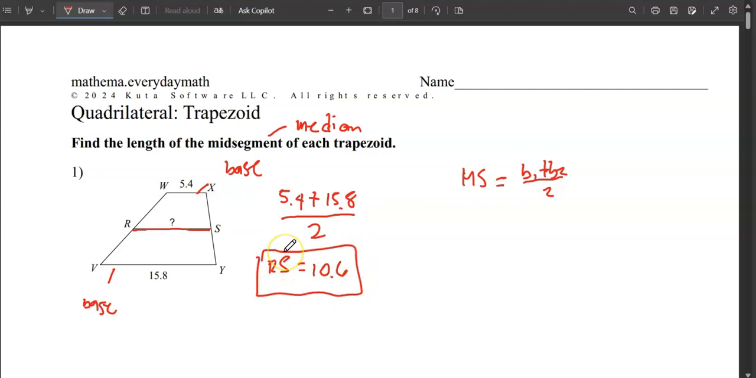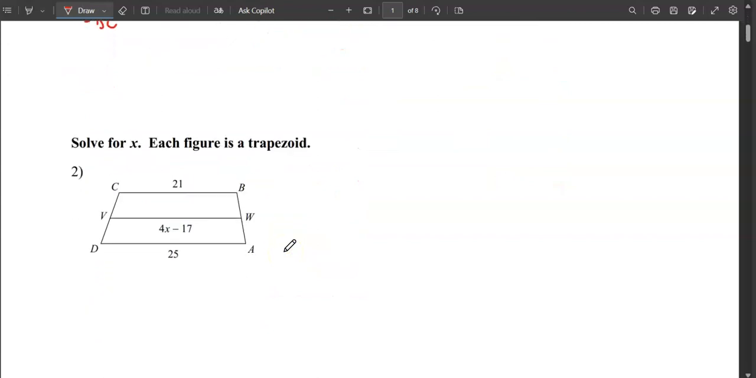Now let's have number 2. Solve for x. So again, the same concept. This time we are asked to find the value of x. So what we are going to do is this. We have 4x minus 17 is equal to 21 plus 25 over 2. And then we are going to simplify.